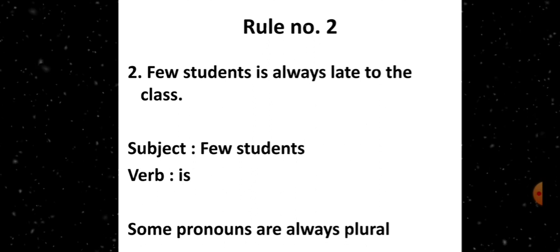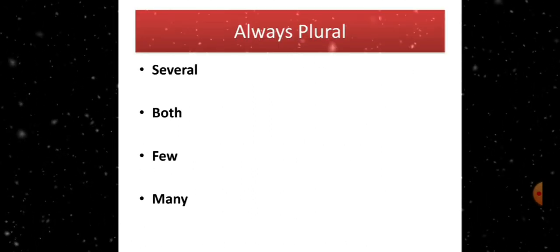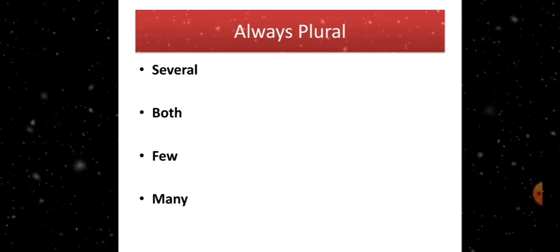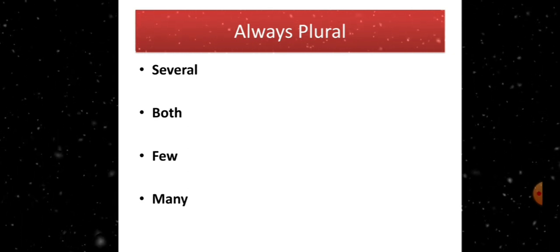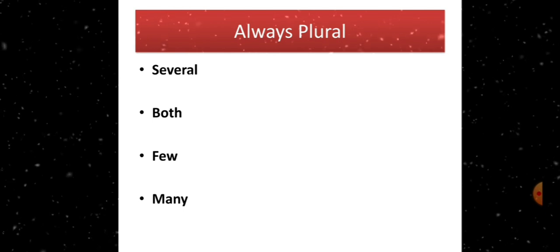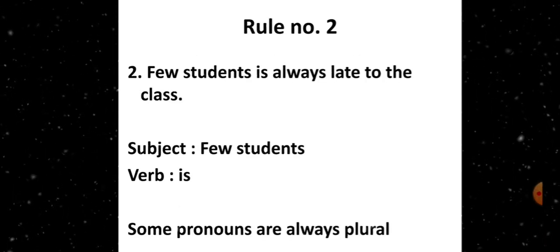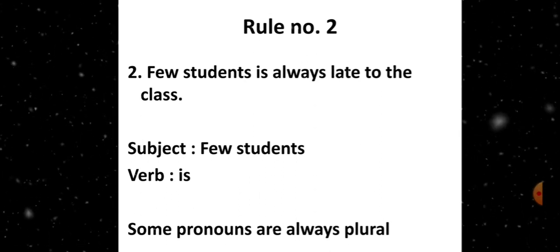Some pronouns are always plural, and this is what you should keep in mind. So there are some pronouns which are always used as plural. This is rule number two: several, both, few, and many. So whenever you use these pronouns, you should remember that these pronouns are always used as plurals. So few students is plural. It should be followed by a plural verb. So we don't say few students is, we say few students are.